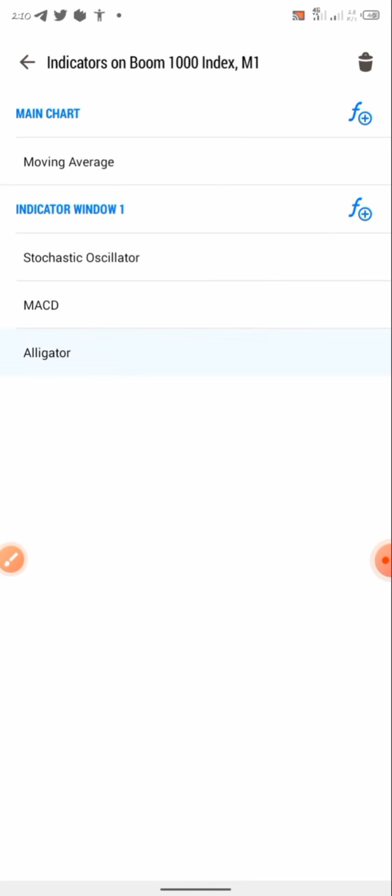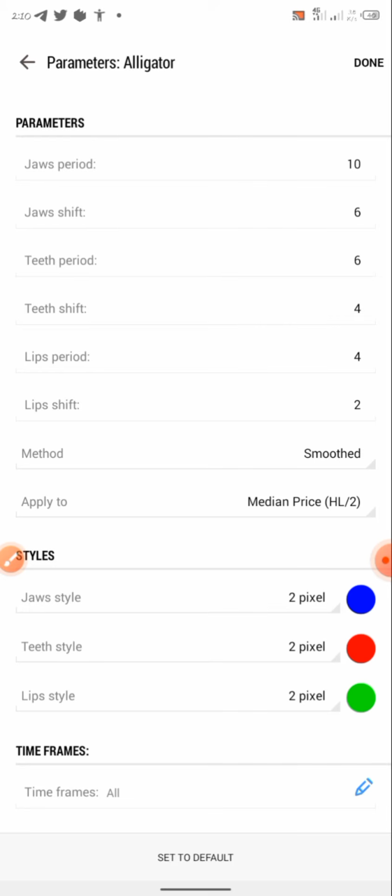Now the last indicator we are going to be adding is our alligator. So this is the parameter for the alligator. Set everything up like this, then you click on done.